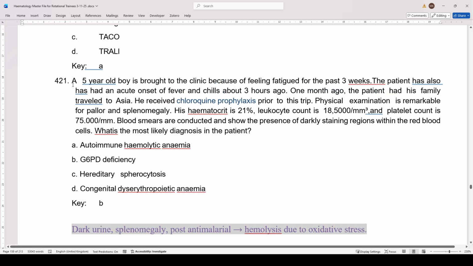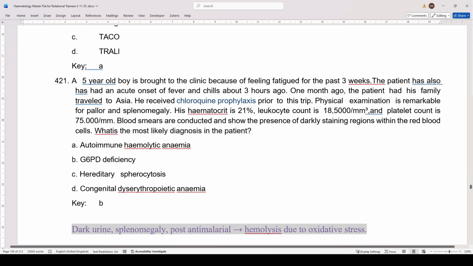Question 421: a 5-year-old boy is brought to the clinic because of fatigue for the past 3 weeks. He had acute onset of fever about 3 hours ago. One month ago, the patient traveled to Asia, a malaria endemic area, and received chloroquine prophylaxis prior to his trip. Physical examination is remarkable for pallor and splenomegaly. Hematocrit is 21, leukocyte count is raised, platelet count is low, and the blood smear shows darkly staining regions within the red blood cells.